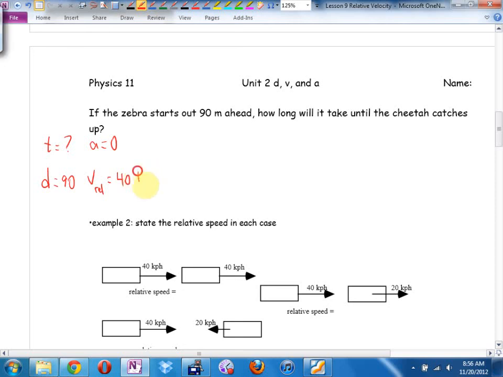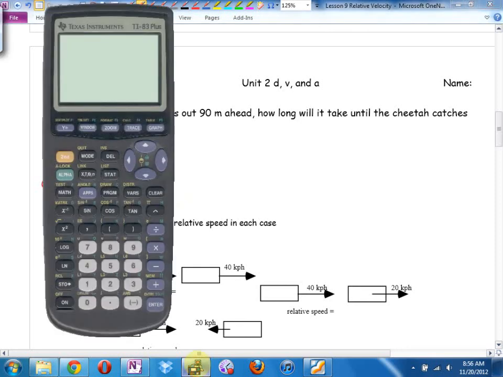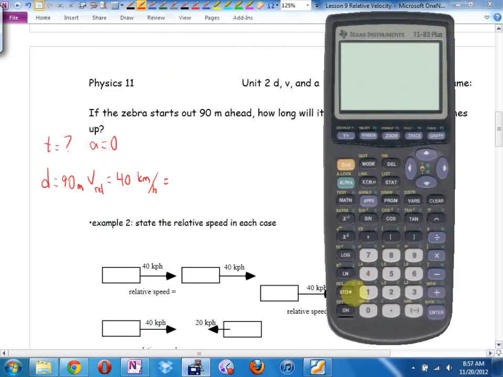You know what? We've got a bit of a problem here because this is kilometers per hour and this is meters. Let's do our conversion. Let's change this 40 kilometers per hour to meters per second. How do I go from kilometers per hour to meters per second? It's something to do with a 3.6. Divide by 3.6? Okay. 40 divided by 3.6 is 11.111. I'll go 11.11.